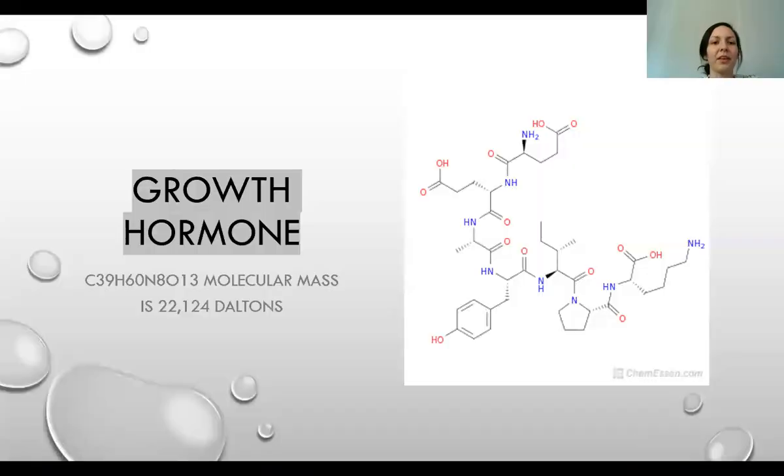Here we go. So for growth hormone, it is made of 39 carbons, 60 hydrogen, 8 nitrogen, 13 oxygen. Growth hormone is also known as GH or somatotropin. The molecular mass is 22,124 Daltons. The picture on the right is a simplistic version of what the GH molecule looks like.